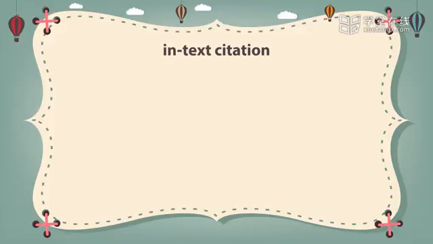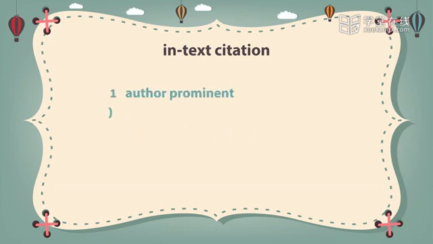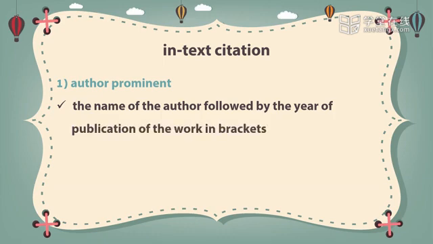One is in-text citation, right? That is used to give credit to the original author or to indicate where the information comes from in the writing. Yes, there are two types of in-text citation. First would be the author prominent, and the other one would be information prominent. So in the author prominent, we would write the name of the author followed by the year of publication of the work we are using in this case in brackets.